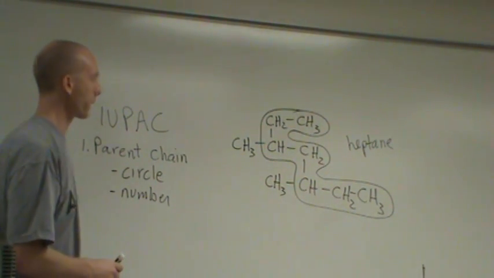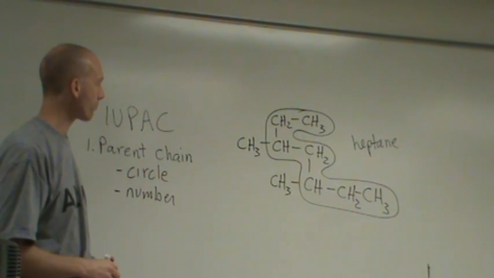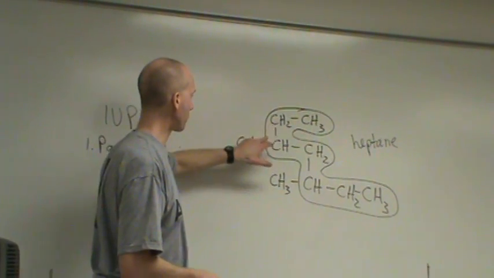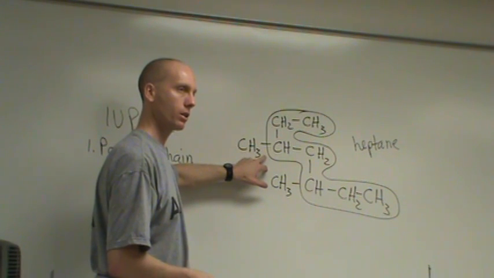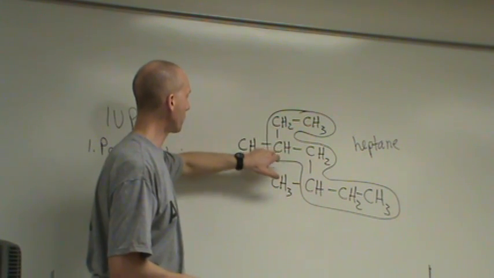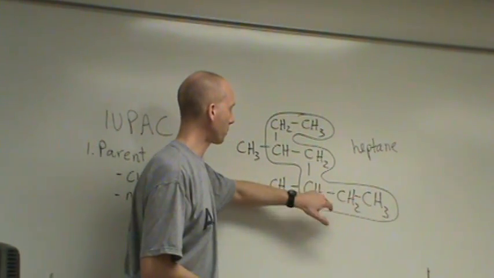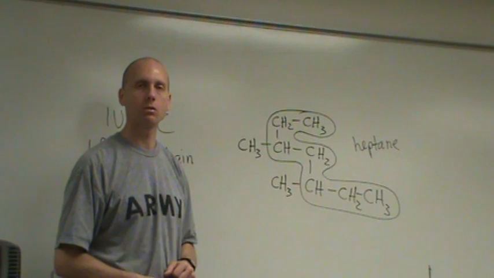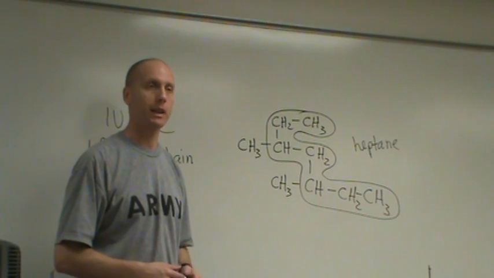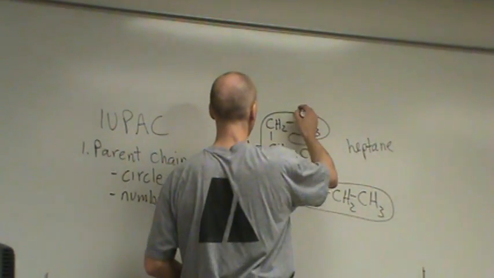number the parent chain. And here we number it from the end closest to the first branch. So here, if I count from here, 1, 2, 3, first branch. If I come down here, 1, 2, 3, first branch. Well, which end should I start numbering? It doesn't matter, because I have a tie. So since it doesn't matter, maybe I'll just start up here.